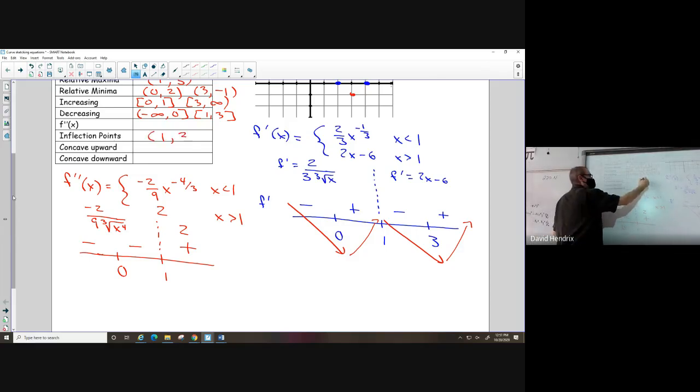It's the point (1, 3), still that same point. But then concave upward is going to be from 1 to infinity. And concave downward, I'm not going to be too picky. You can do it either way.